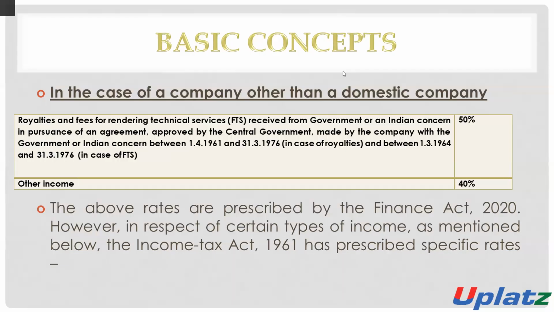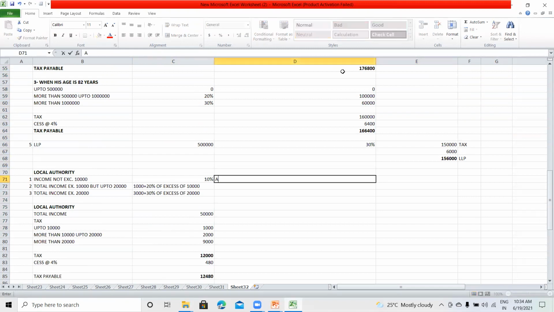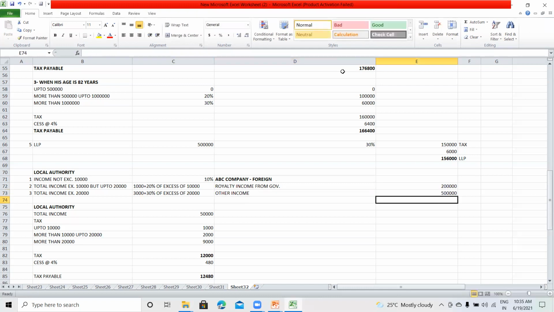Let us take an example. There is an ABC company. It is a foreign company, and it has received royalty income from the Indian government of rupees 2 lakh, and other income earned by such foreign company in India is 5 lakh. In such a case, the royalty income will be taxable at 50%, as it is received from the government with an agreement, and the other income will be taxable at 40%. So 2 lakh will be taxable at 50%, and 5 lakh will be taxable at 40%.